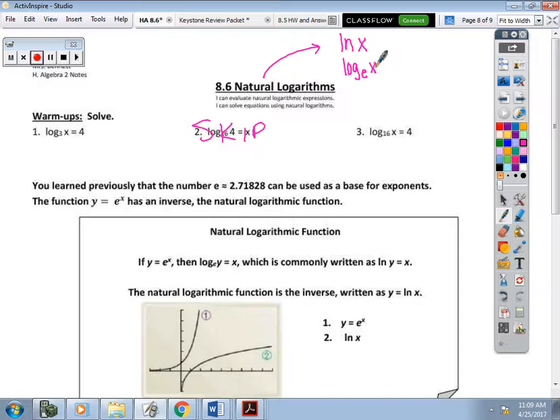They just don't write it that way. We just use the ln notation. And remember, e is like pi. It's an irrational number. It's a constant, approximately 2.71828. And we're going to be using that a lot today in the calculator.